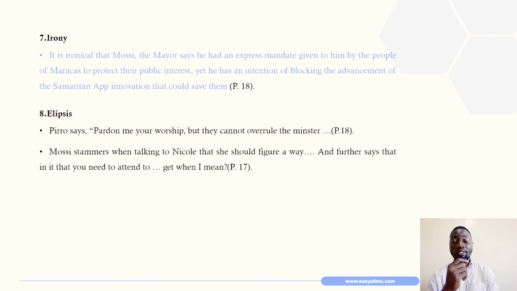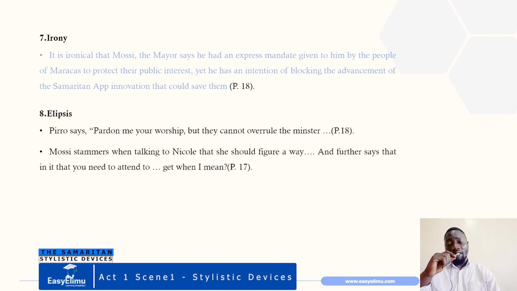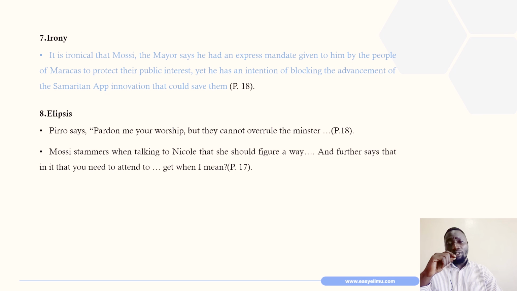So, dear students, the last style that we are looking at is ellipsis. Remember, ellipsis is an omission of words that is introduced or represented by a set of dots. So in what Piro says, remember Piro is the chairman of the local school board. He says, "Pardon me, your worship." So he addresses his worship Mosi, but they cannot overrule the minister. Then before he completes, remember he is interrupted.